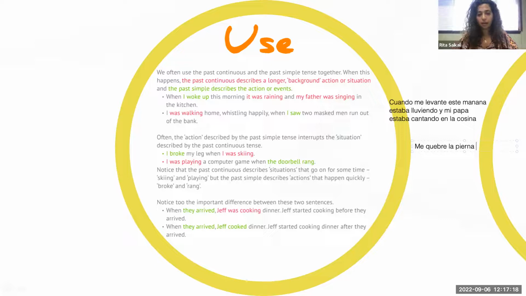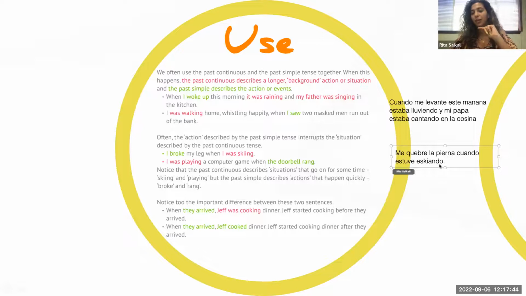La pierna. All right. Cuando estuve esquiando, patinando. I'm gonna go with that one. All right. Cool. Is that correct? Do you see it? So, la acción que estaba pasando es estuve esquiando, all right? Eso que estaba pasando. Pero algo interrumpió esa acción, que fue que yo quebré la pierna. ¿Ya?